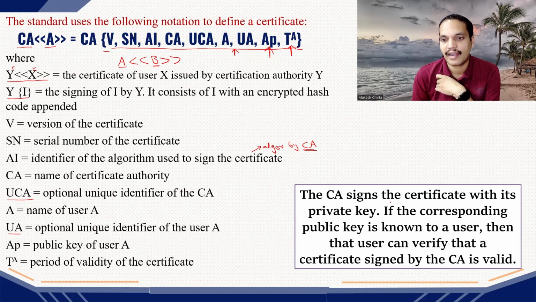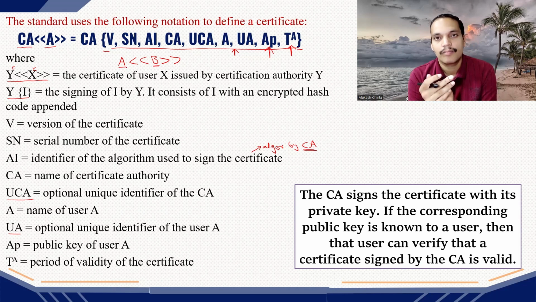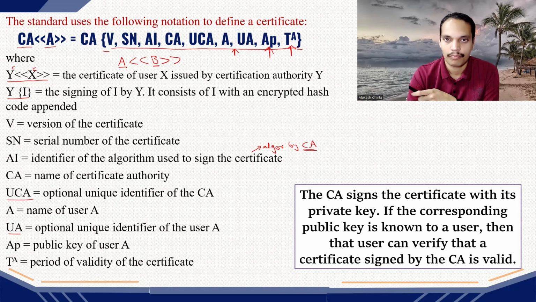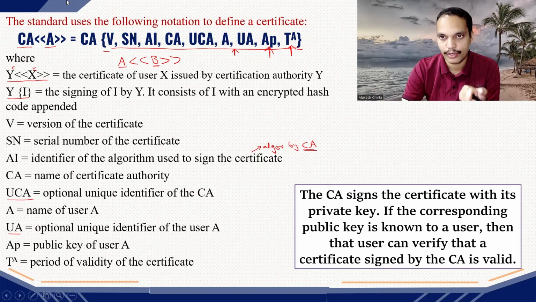And the CA signs the certificate with its private key. If the corresponding public key is known to a user, then that user can verify whether a certificate signed by the CA is valid or not. So if I know the public key, I can simply decrypt the signature. Once I decrypt the signature, I will be able to verify whether the contents are genuine, or whether this certificate has been tampered with or not. So let me show you the example where we can identify whether these fields are being used.